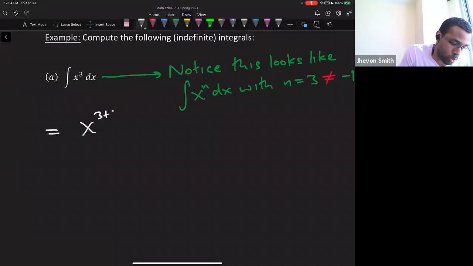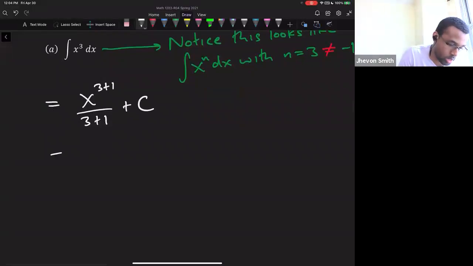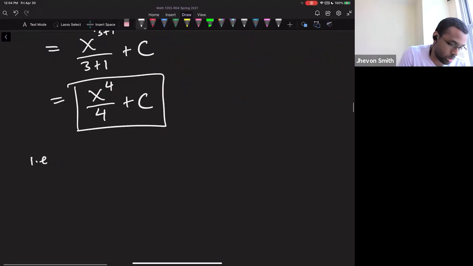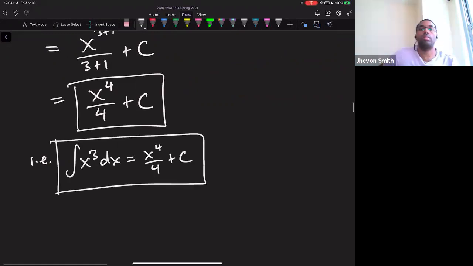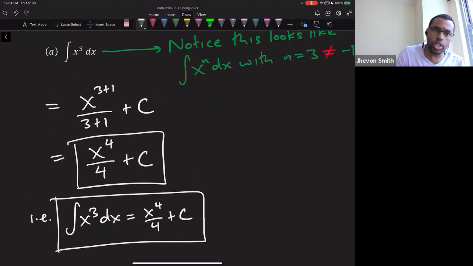So this is going to be x to the 3 plus 1 over 3 plus 1 plus c, or in other words, x to the 4 over 4 plus c. That is, the antiderivative of x cubed, or the integral of x cubed, is x to the 4th over 4 plus c. Now, in the future, when you get very good at this, it's okay to skip to this step.